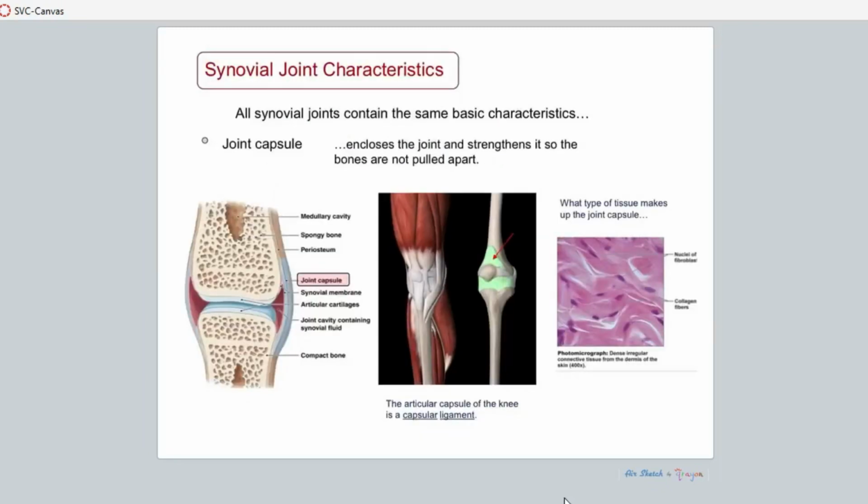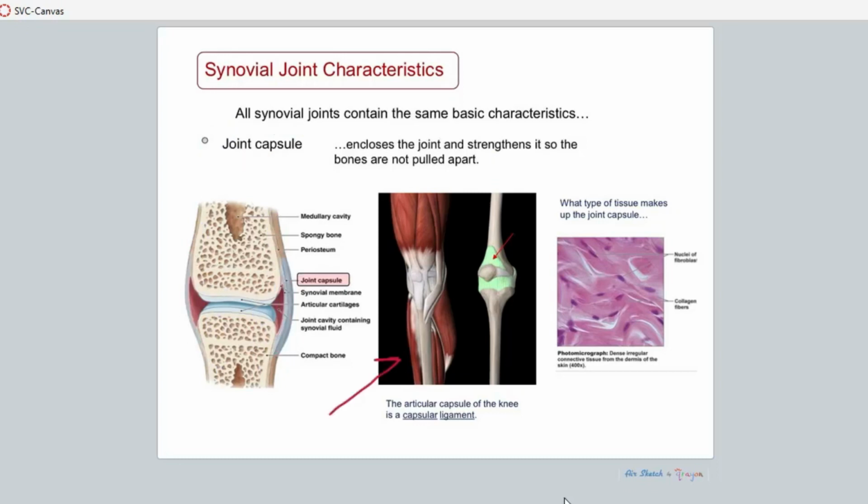Okay, so I want to go through some characteristics of synovial joints. They all have some same basic characteristics. And one of those is they all have a joint capsule. So all synovial joints are enclosed by a joint capsule, which strengthens it so the bones aren't pulled apart, essentially. So here we have our generic synovial joint with a couple bones here. And on the outside, we have a joint capsule. Holds the bones together so they can't be pulled apart.